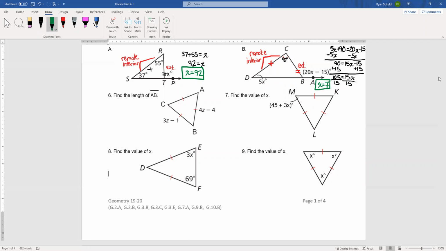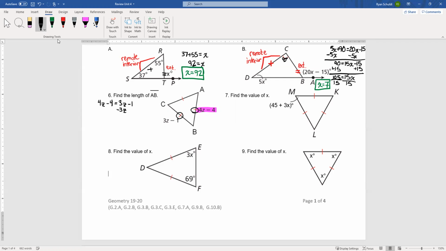Now for number 6. So number 6 asks us to find the length of AB. Well, here's AB right there, but I've got a Z in there. What do I notice though about all my sides? These marks tell me that all sides are the same. So to get the Z, I can say 4Z minus 4 equals 3Z minus 1.